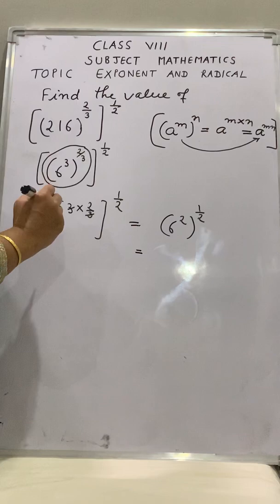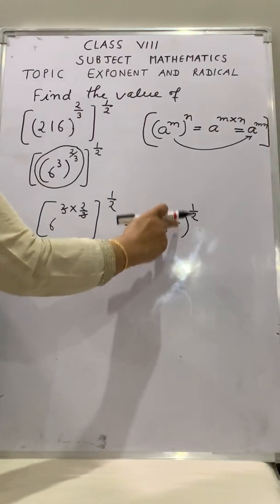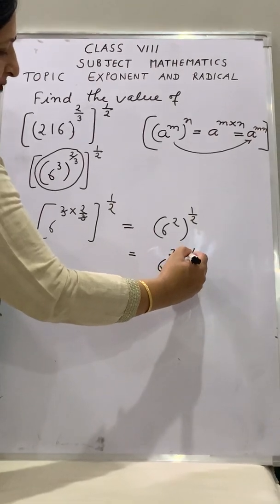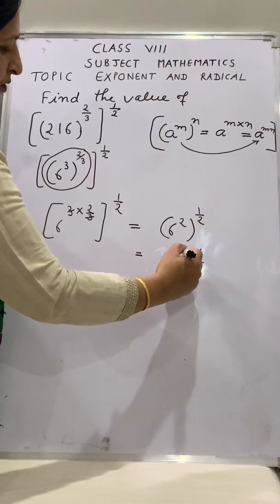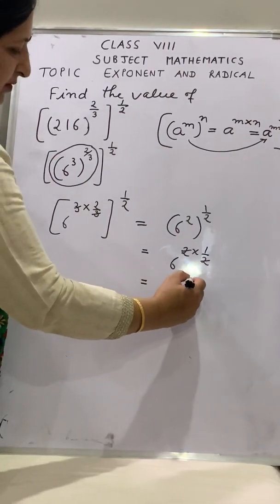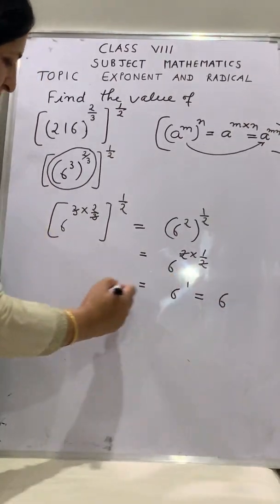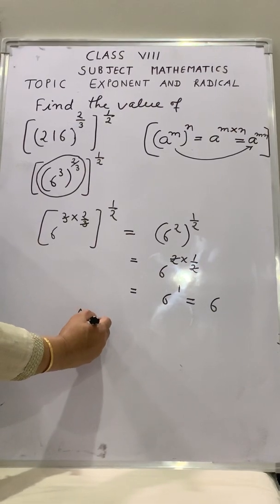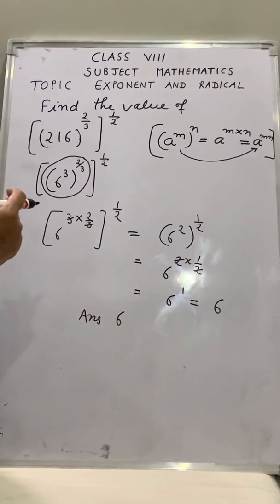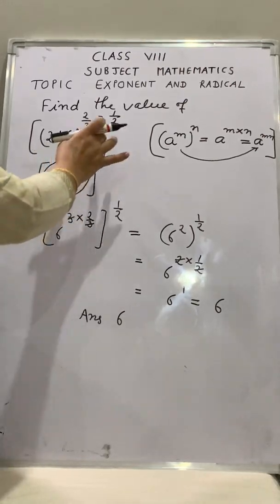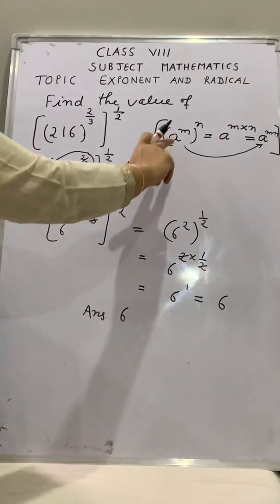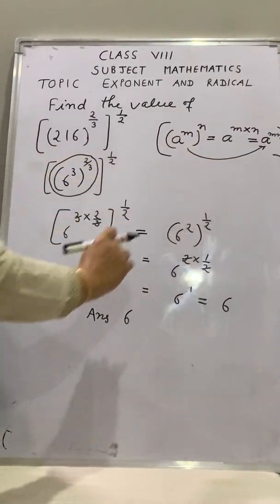Now we will use the same rule here. 6 raised to power 2 multiplied by 1 by 2. 2 divided by 2 is 1. 6 raised to power 1 is 6. In both conditions, answer is 6. You can apply any method, starting from exponent or starting from base, but the rules will be appropriate.